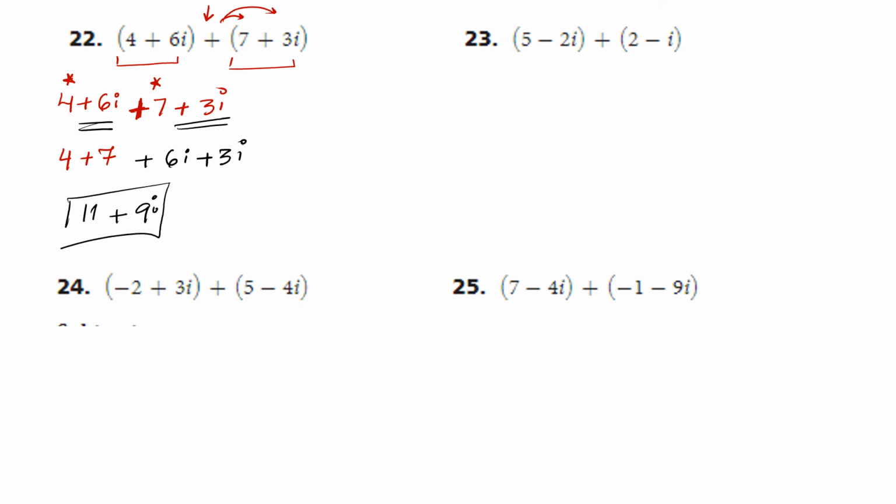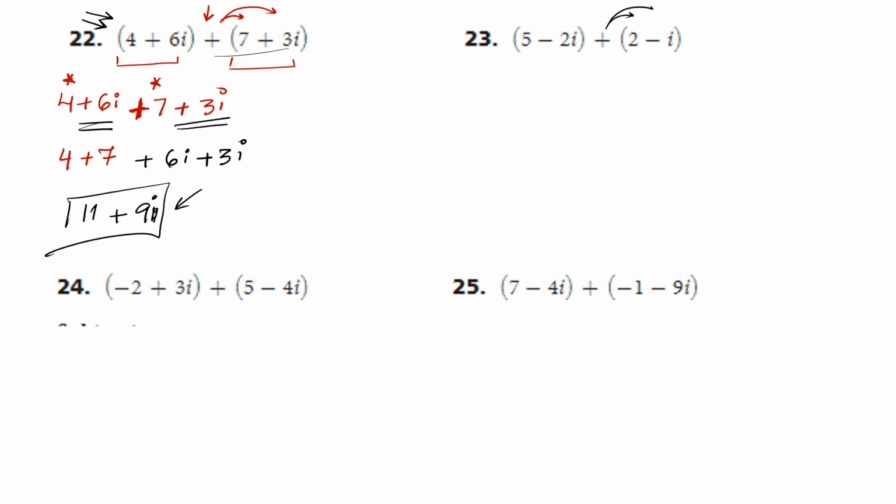Now you want to check your working. Check your working, go to the calculator. In the calculator, press the mode, complex, and then write this. As you see, just write it in the calculator. It will give you the same answer. Now next question, 5 minus 2i plus 2 minus i.